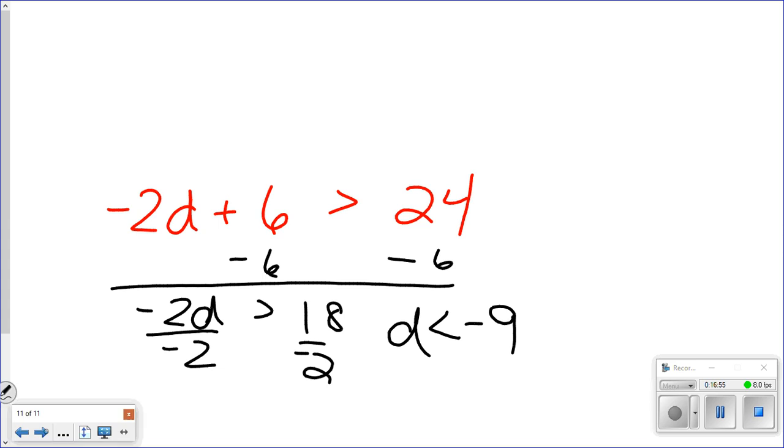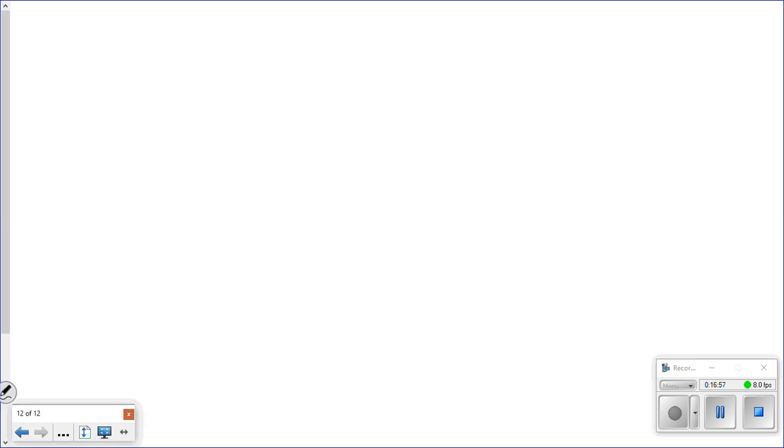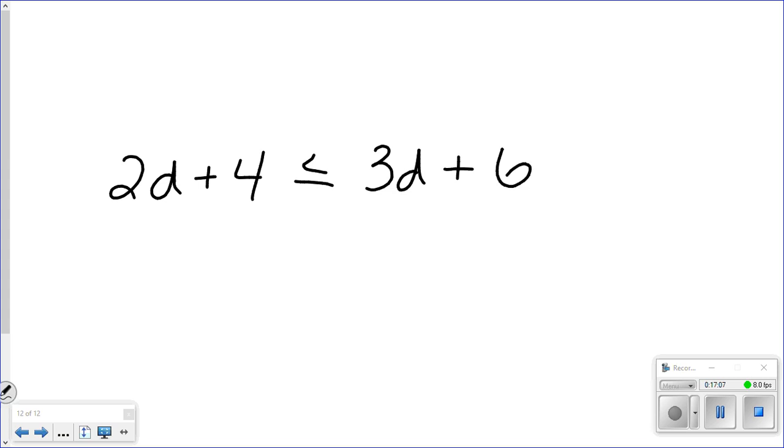Let's do one where you have a variable on both sides. Remember those days? Variables on both sides. 2d plus 4 is less than or equal to 3d plus 6. I have no idea what this is going to turn out to be. Remember, you're going to get out your duplicates. Am I going to minus 2d or minus 3d from both sides? It's probably going to be a terrible answer, but I just want to make sure you know how to get to it.